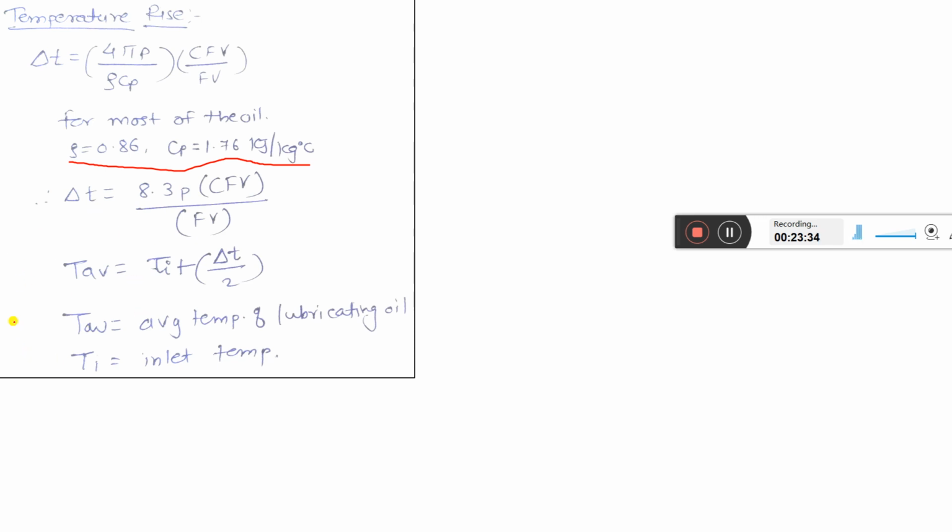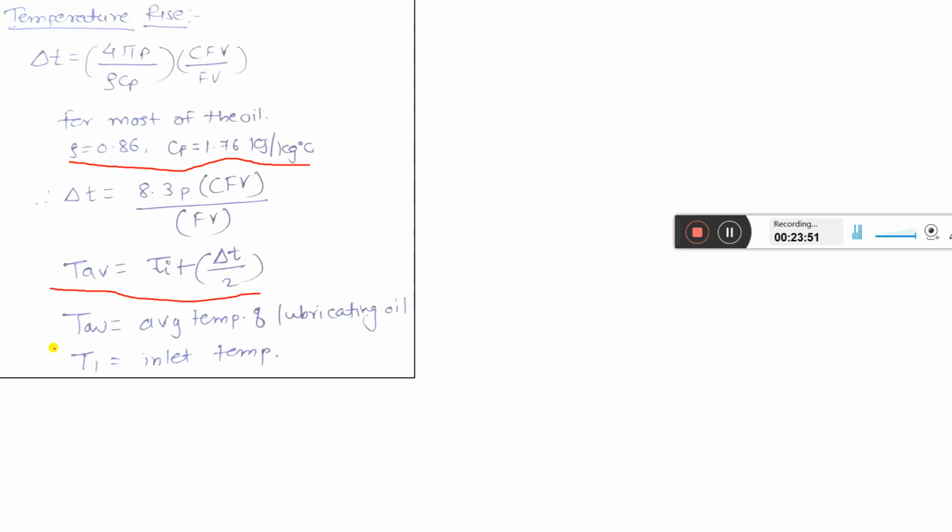So what is the average temperature? Average temperature is equal to Ti plus delta T by 2. So Ti is nothing but your inlet temperature and delta T is the rise in temperature. So that will be the average temperature of the oil.